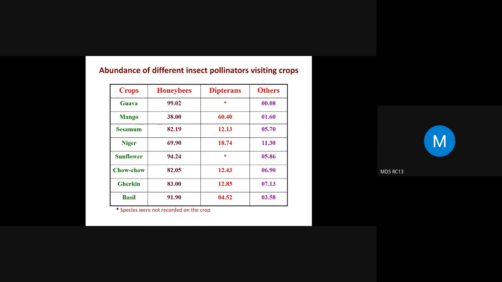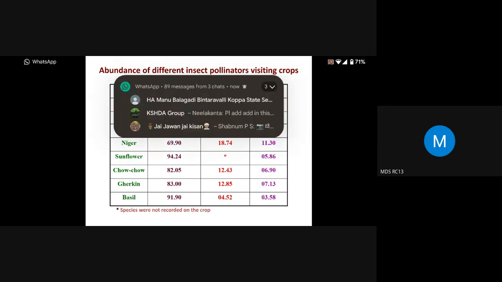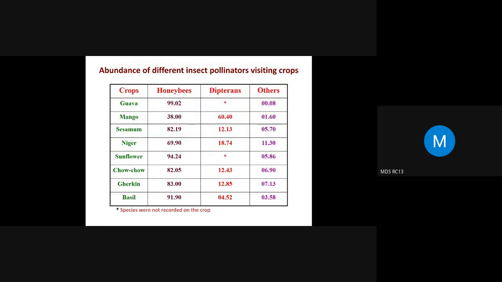Of all these, the major pollinators are honeybees in the majority of crops. You can see in guava, it's 99% pollinated by honeybees. In mango, it is 38%. Because of the size of mango, mango flowers are very small. Dipterans, that is housefly, play a major role in pollination of mango. And in most of the other crops, honeybees are the major pollinator.